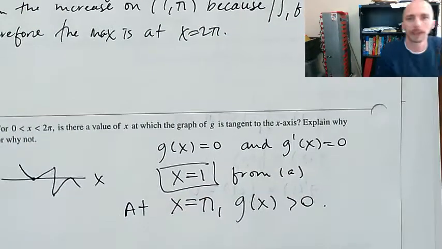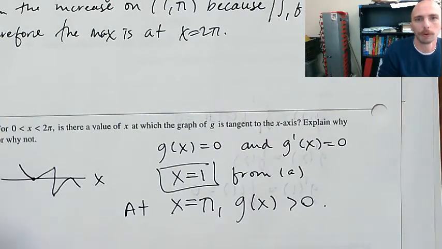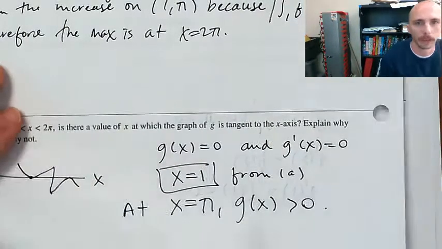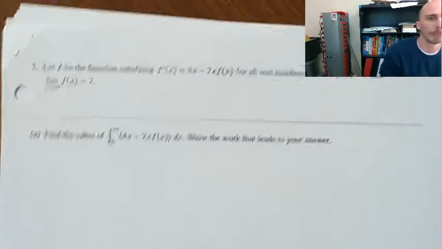Okay, so I'll just indicate that that's the only place. Explain why or why not. Well, because g of x is equal to 0 and g prime is equal to 0. I already explained why that was true earlier. All right, anyway, let's move on.